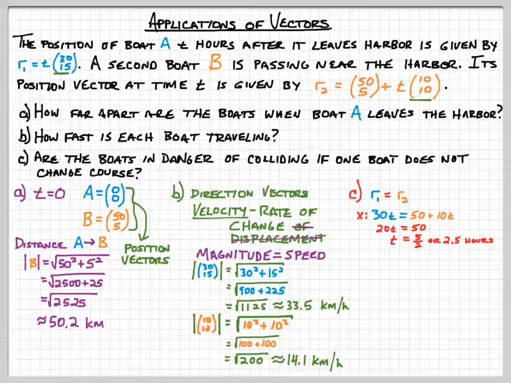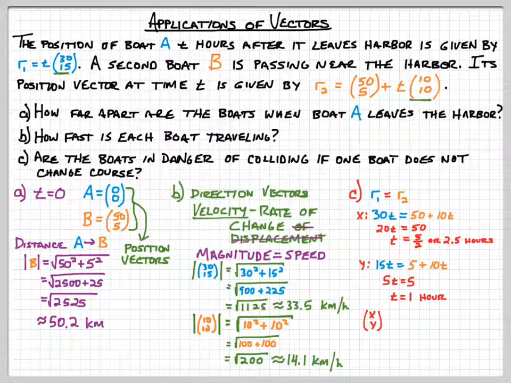So now we need to make sure whether or not the y component is also equal. So we're going to look at that. The y component of the r sub 1 equation is 15t, and the y component of boat B, the r sub 2, is 5 plus 10t. So subtracting our 10t, we get 5t equals 5, so t equals 1 hour. So at this point, some point somewhere out in the harbor, there's one spot that both boats will cross.